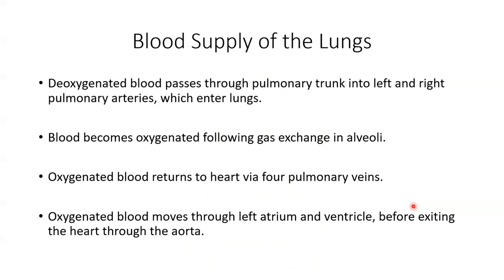So a recap of the blood supply to the lungs, knowing that we will go over this again when we come to the cardiovascular system. Deoxygenated blood passes through that pulmonary trunk into our left and right pulmonary arteries. These arteries then enter the lungs. Blood becomes oxygenated following gas exchange in the alveoli. The oxygenated blood returns to the heart via our 4 pulmonary veins. It empties into the left atrium, moves to the left ventricle, is pumped out of the heart through the aorta and goes around the body.